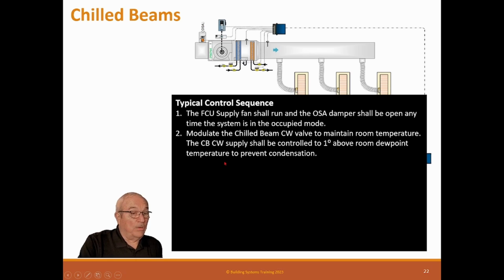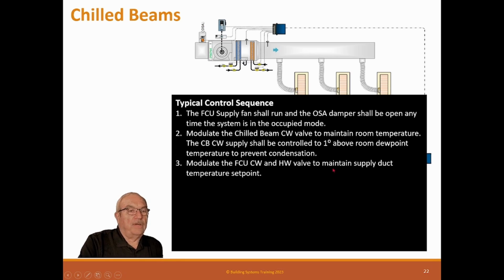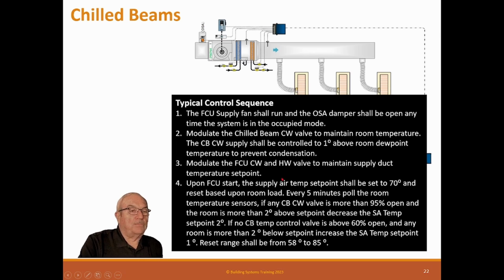This is really important. What it does is this water that's running around into these chill beams is kept at a temperature that will not condense. So these will never condense. And it's a real simple sensor. It works, but you read humidity and temperature and calculate dew point, and then you keep that temperature above it. Modulate the fan coil chill water hot water valve to maintain supply duct temperature set point.